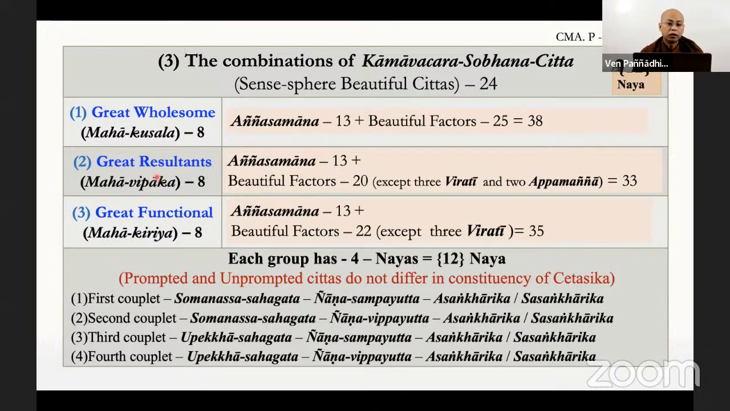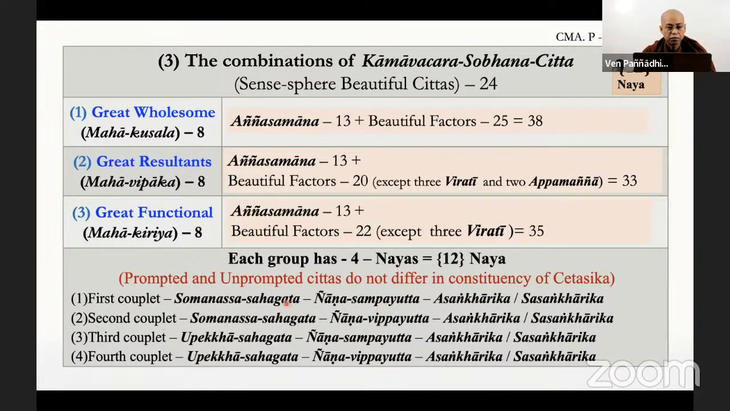So in this way, all groups belonging to the four nayas become twelve nayas. It's also easy, right? Then what will make it different here is this added mode. And for Somanassa Sahagata, the feeling is happiness, so piti will not be an exception. Piti is associated, because here Nana Sampayutta, the wisdom faculty, will also be associated. That makes it different from the second couplet.